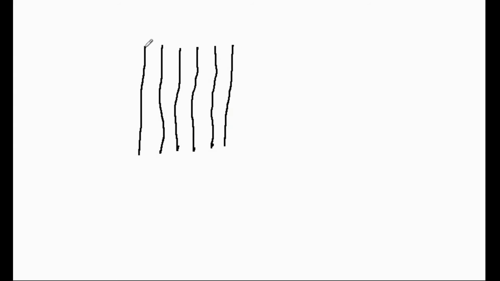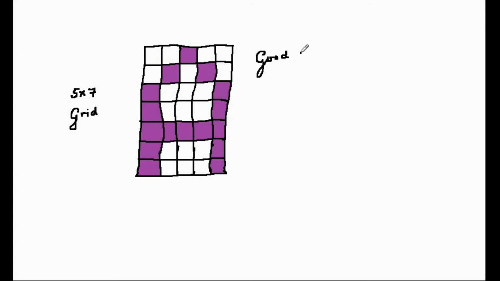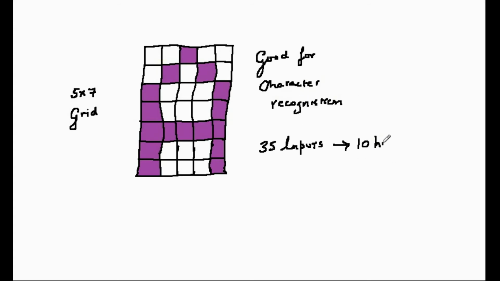A 5 by 7 pixel image is a good place to practice character recognition with, and you can store all the letters of the alphabet on this grid. Try a network with between 5 and 15 hidden layer neurons to recognize all 26 letters. For example, 35 inputs from a 5 by 7 grid into 10 hidden layer neurons into 26 output neurons, one for each letter of the alphabet.